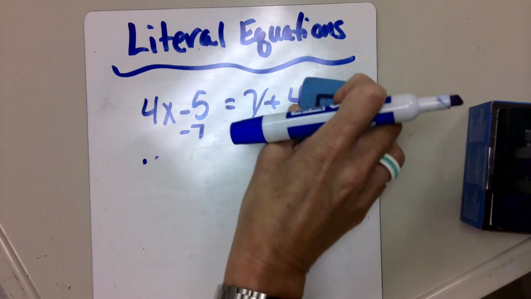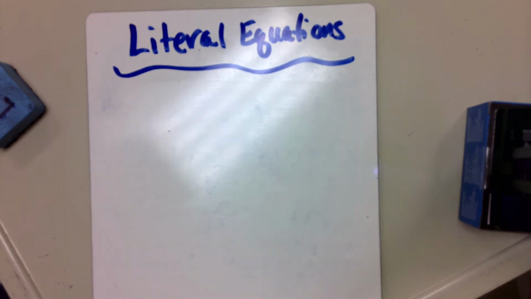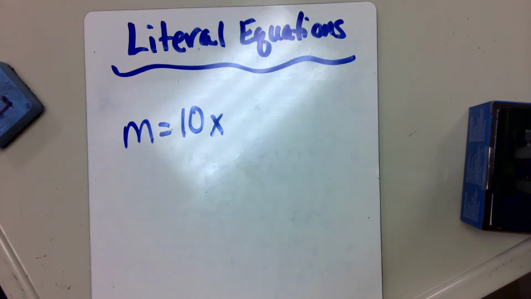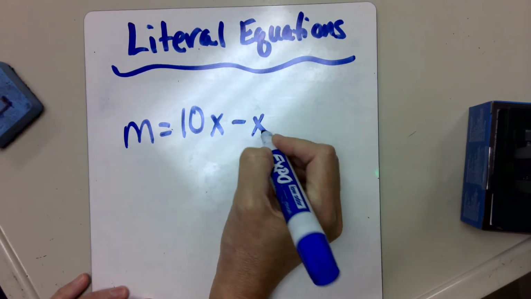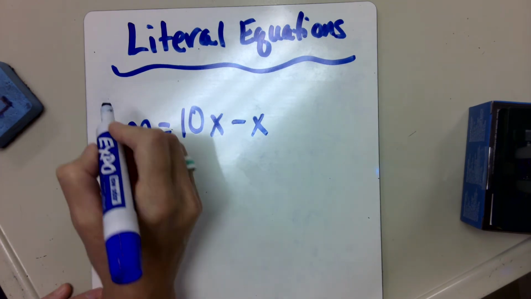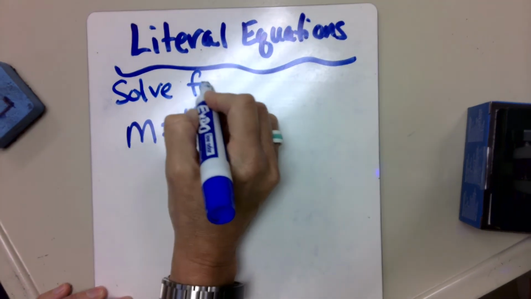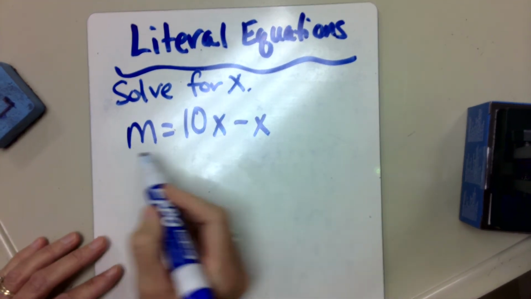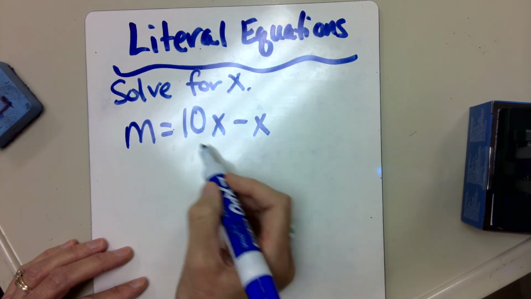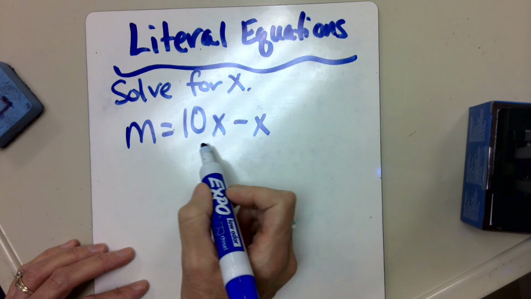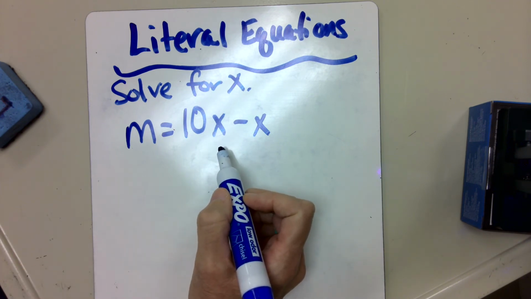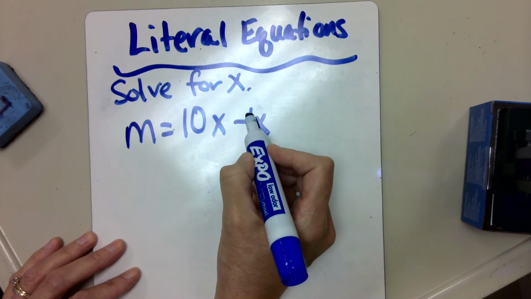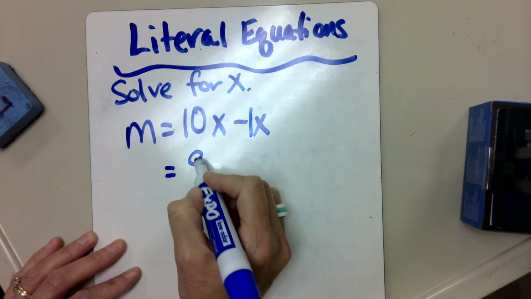Let's try another one. M equals 10x minus x. And on this one, they want you to solve for x. So they want the x by itself. So when you notice on this one, it kind of looks a little strange because you've got a bunch of x's over on this side. But remember, if you have like terms on the same side of the equation, you need to combine them. This is just 10x minus an x. And remember, there's a 1 right here. So this side is really 9x.